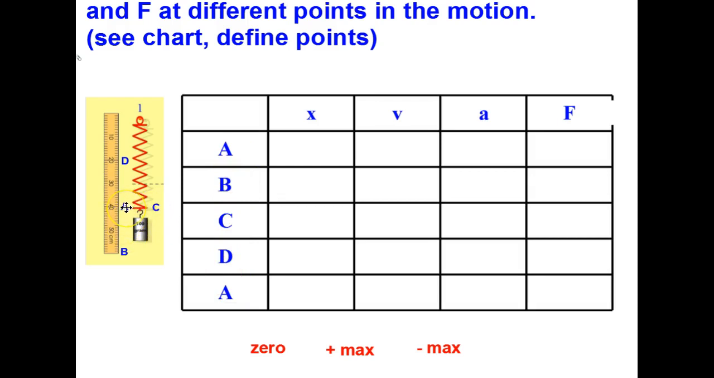Again, A is the equilibrium position when the mass is on its way down. B is the bottom of the oscillation. C is the equilibrium position on the way back up. And D is the top of the oscillation.